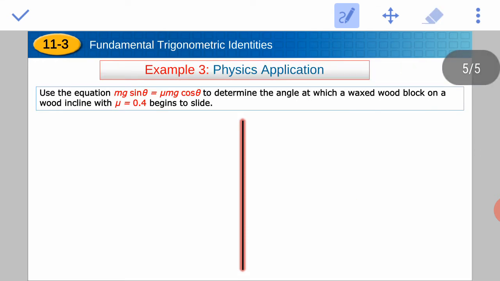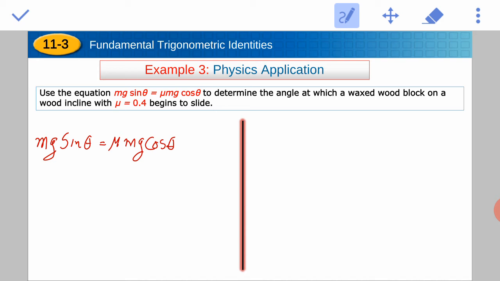Let's end this, guys, with a physics application. This physics application is talking about the equation mg sine theta. There is an equation: mg times sine theta is equal to mu. It's a Greek letter. Mu is a factor of something called friction. Mu times mg cosine theta.